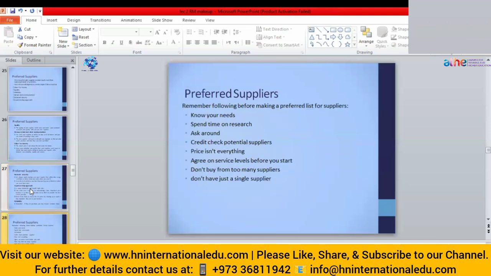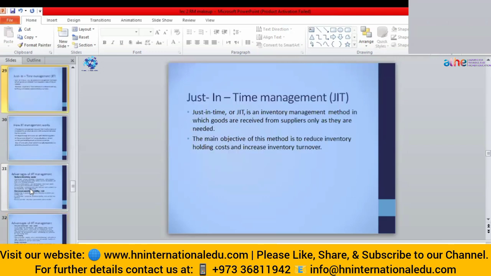Now remember the following before making the preferred list for your suppliers. Know your needs, spend time on research, ask around, credit check potential suppliers. Price is not everything. Agree on service levels before you start. Don't buy from too many suppliers because maintaining those activities and the scheduling will be very difficult. Do not have just a single supplier. Sometimes they will not be able to supply you, so you can switch to another.